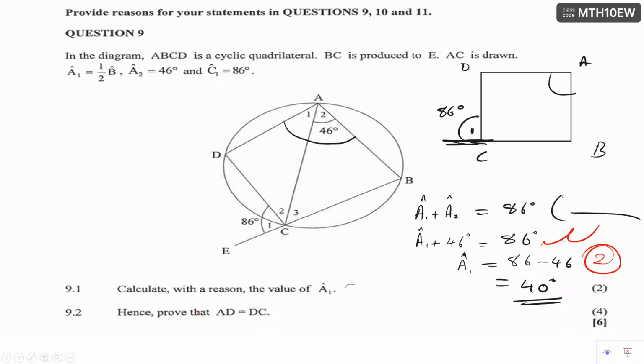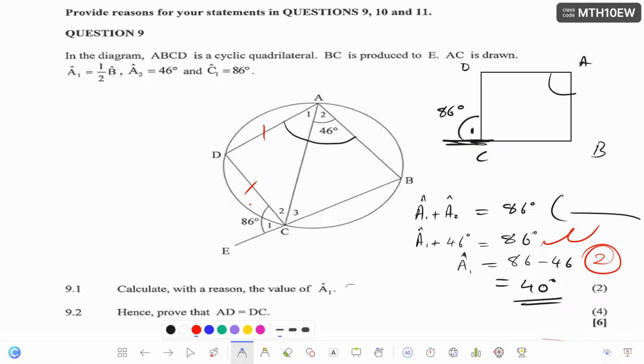They said hence prove that AD, this length AD, is equals to DC. So they want us to prove that this length, they are equal to each other. So how can we prove that? So we know that this one is 40 degrees.